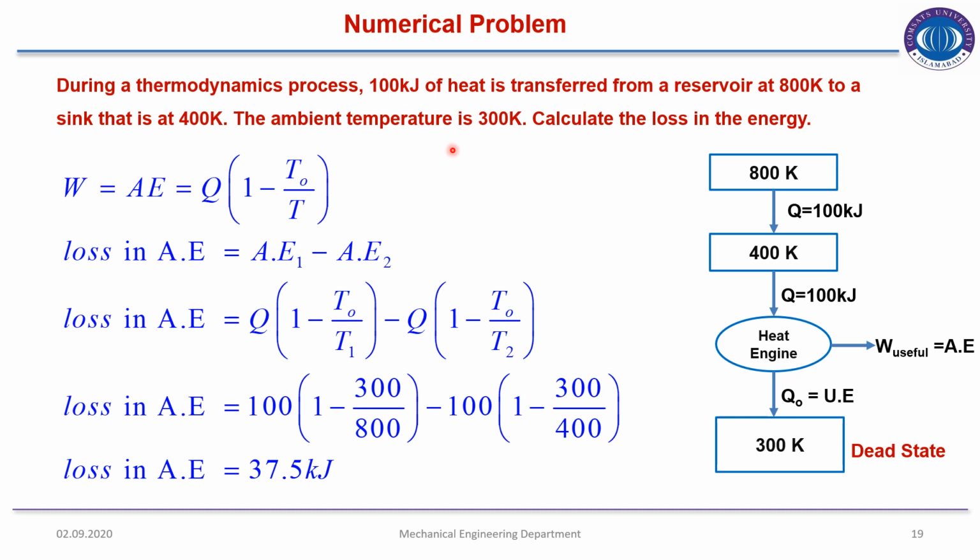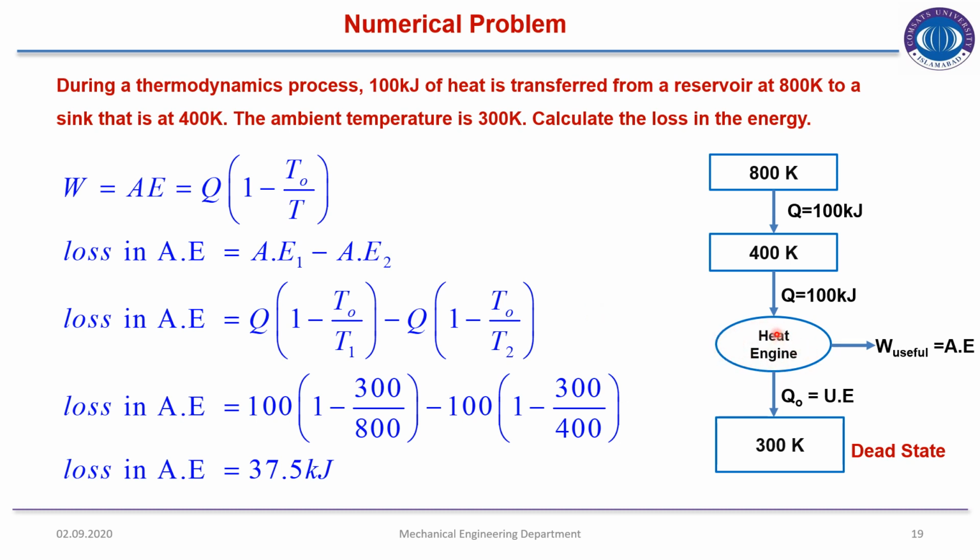So the numerical problem is: during a thermodynamic process, 100 kilojoule of heat is transferred from a reservoir at 800 Kelvin to a sink that is at 400 Kelvin. The ambient temperature is 300 Kelvin. Calculate the loss of energy.